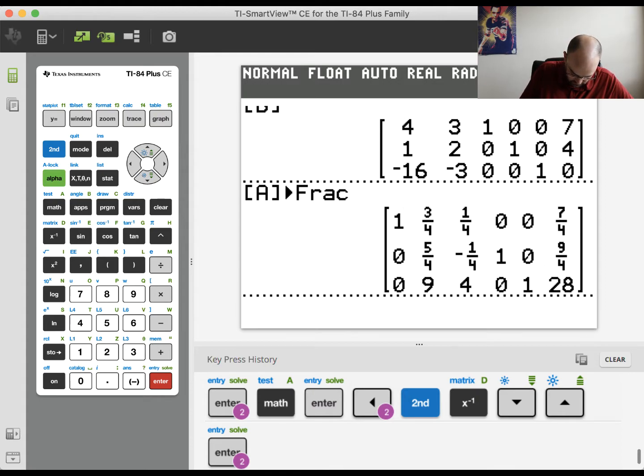1, 3/4, 1/4, 0, 0, 7/4, 0, 5/4, negative 1/4, 1, 0, 9/4, 0, 9, 4, 0, 1, 28.